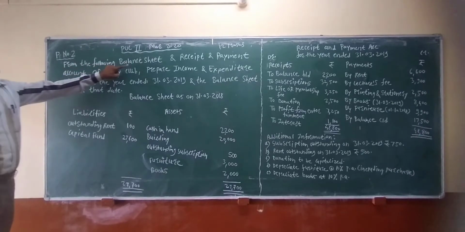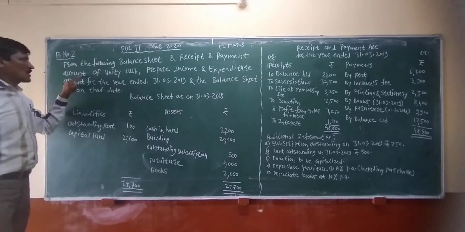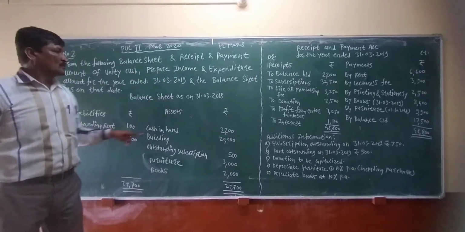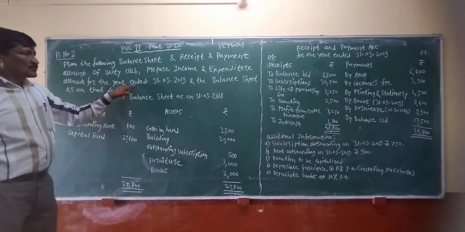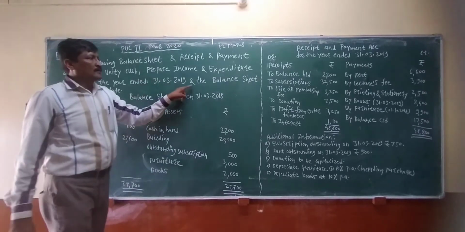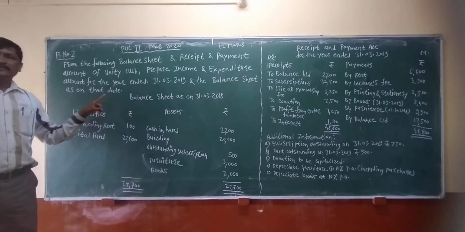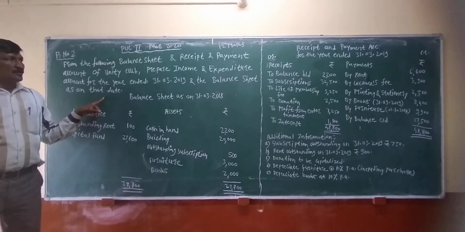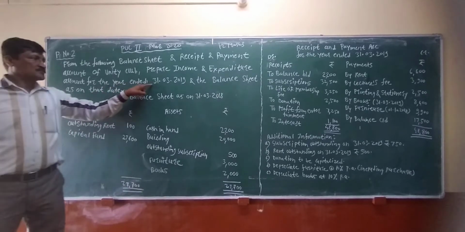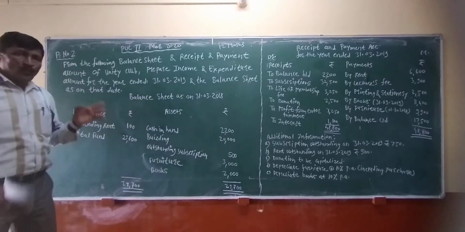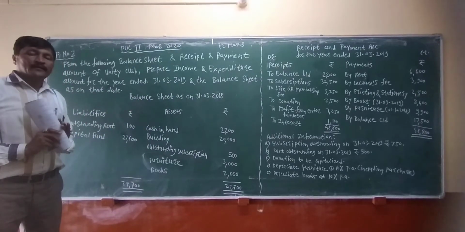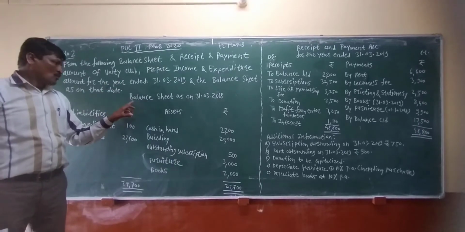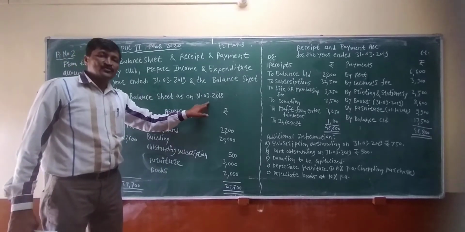From the following balance sheet and receipt and payment account of Unity Club, prepare the income and expenditure account for the year ended 31st March 2019 and the balance sheet as on that date. So when the opening balance sheet is given, at that time how to solve the problems. The balance sheet as on 31st March 2018, remember it.